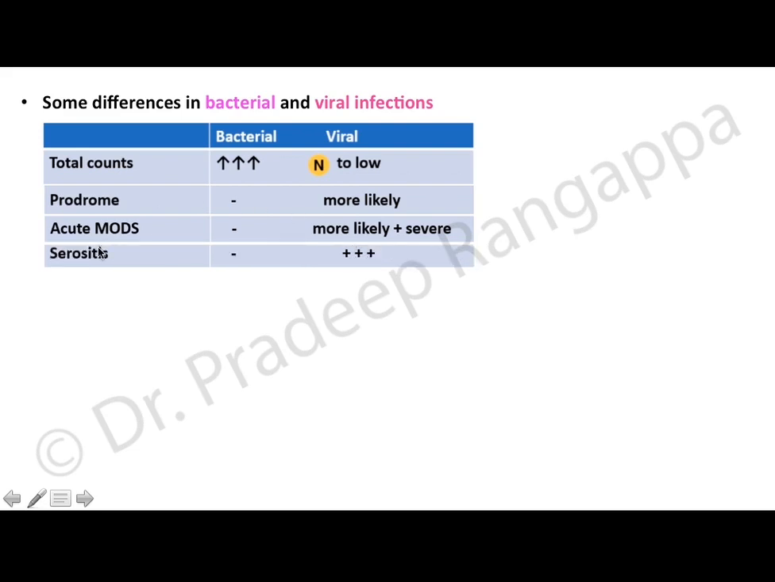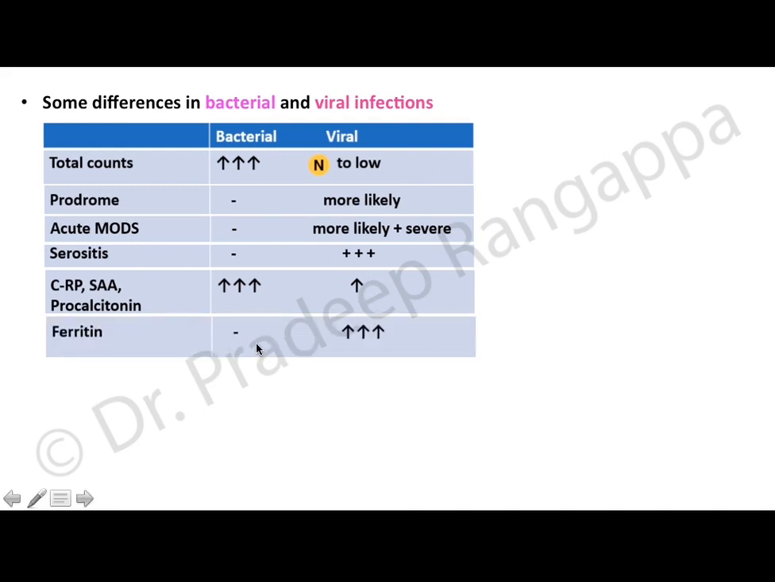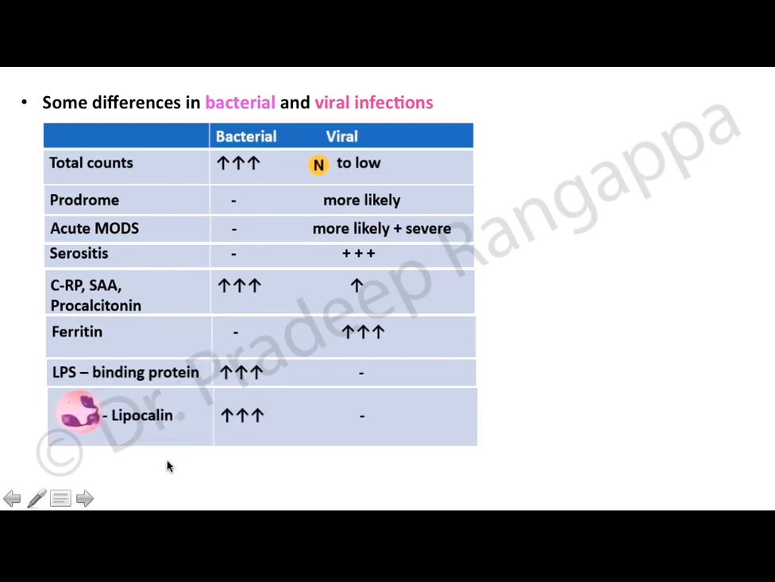Serositis, we understand, is more common in virus, because in dengue it is predominantly marked by a lot of serositis with a lot of effusions in the pleural cavity and the peritoneal cavity. And as I already mentioned, CRP and procalcitonin seem to be higher in bacterial sepsis than in viral, because in viral what we see is more of ferritin. I think this is something you can utilize in your clinical practice as well. And lipopolysaccharide binding protein tends to be higher in bacterial sepsis, and neutrophil lipocalin is also higher in bacterial and not seen in viral.